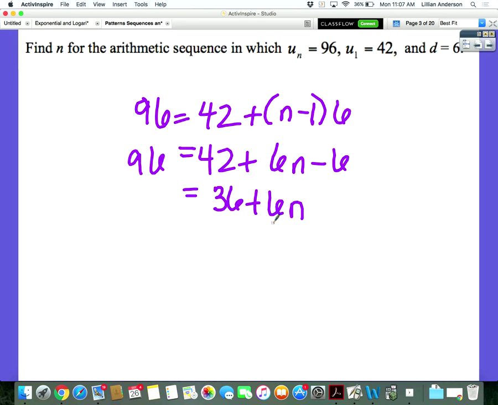Sometimes they may give you this instead, like they may say, okay, U sub n is this, and then it says, what's the common difference? And they might give you this, and they ask you, what's the common difference? GCF, right? Huh? The GCF? No, not the GCF. It is whatever number's attached to your variable. This is your common difference.